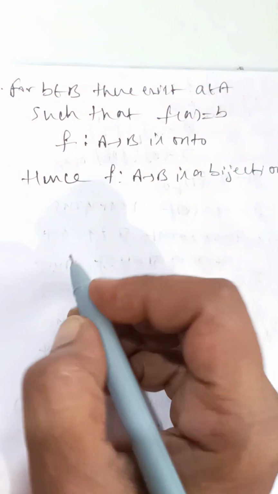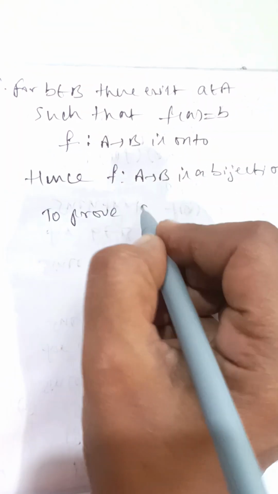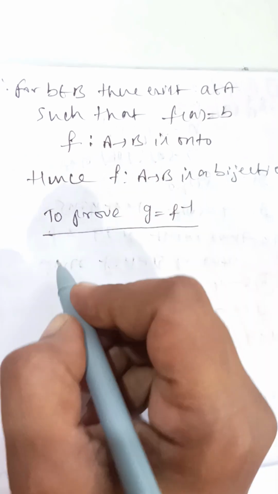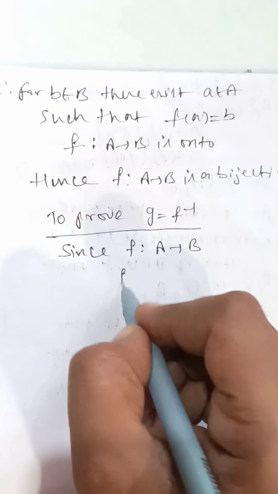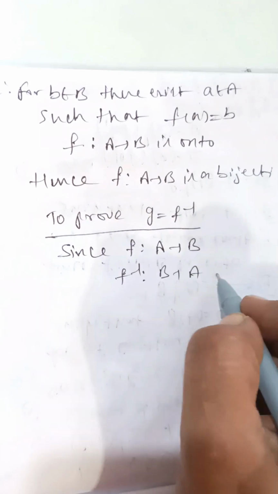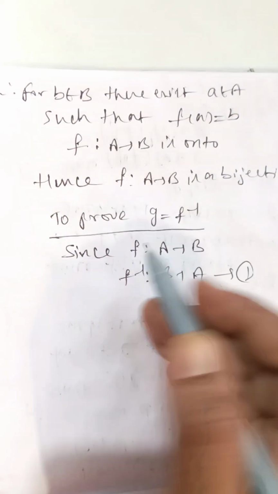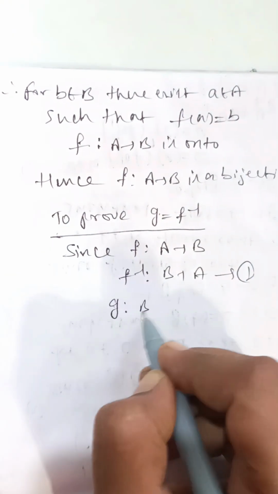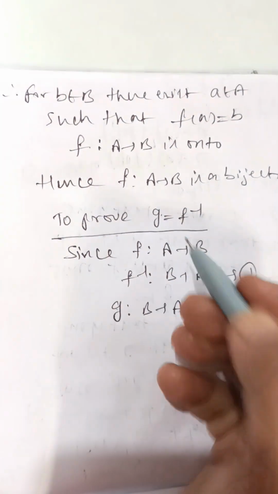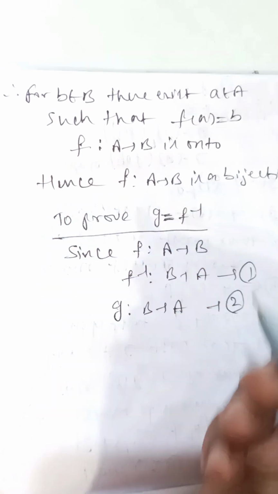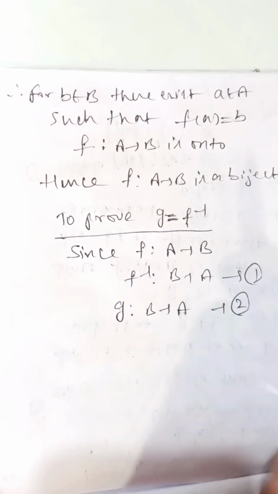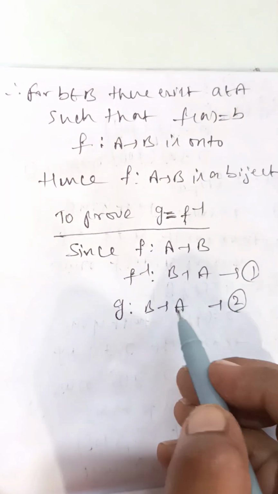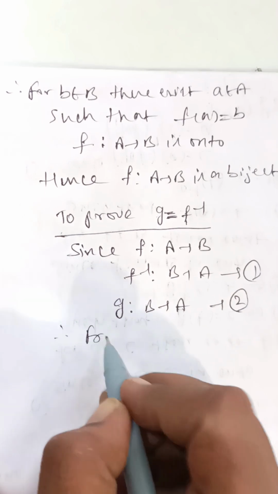So in this case, we have to prove g equal to f inverse also. Now we are going to prove g equal to f inverse. For that we are taking, since f from A to B, so f inverse from B to A, inverse function. Let it be equation 1. And g maps B to A. Let it be equation 2. So for this equality, we have to prove the left side function g and f inverse have the same domain and codomain. Yes, 1 and 2 have the same domain and codomain.